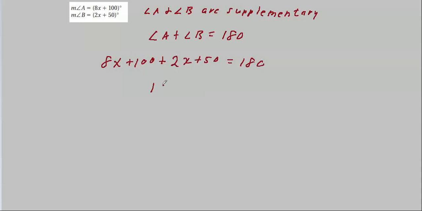So I get 10x plus 150 equals 180. Now I subtract 150 from each side, and get 30 equals 10x, or x equals 3. We put that back in here. We get 24 plus 100. That's 124.